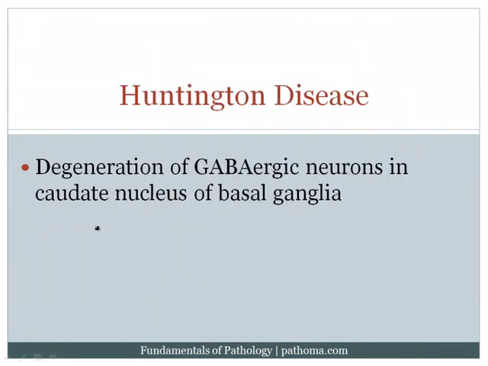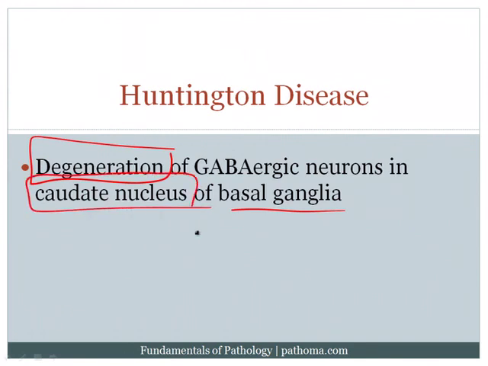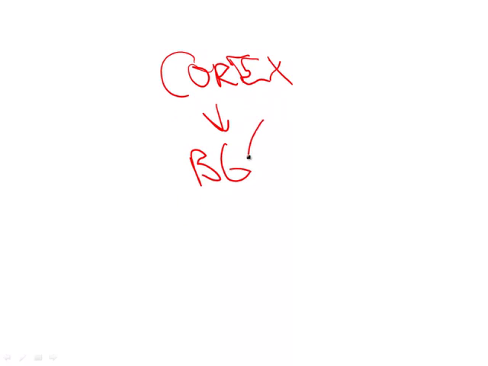Huntington's disease is another degenerative disorder of the basal ganglia. However, in this particular case, you knock out the GABAergic neurons in the caudate nucleus of the basal ganglia. Now, this requires a little bit of review, so let's remind ourselves that the cortex is going to provide signal to the basal ganglia. And in particular, remember we said that it was the striatum of the basal ganglia. And the basal ganglia, i.e.